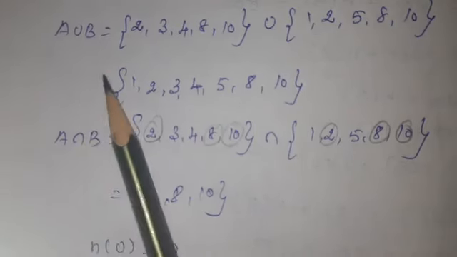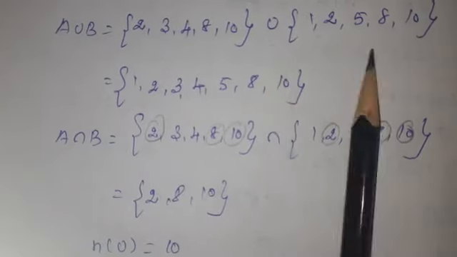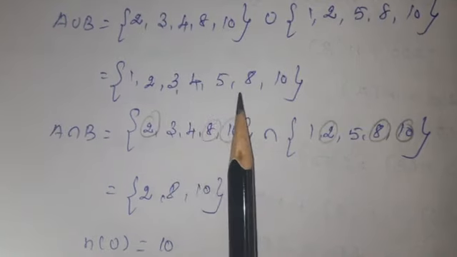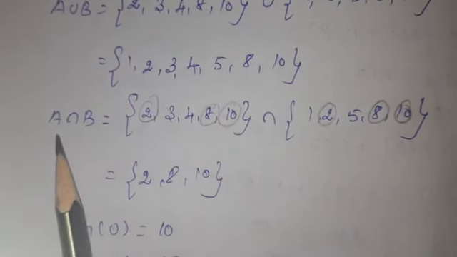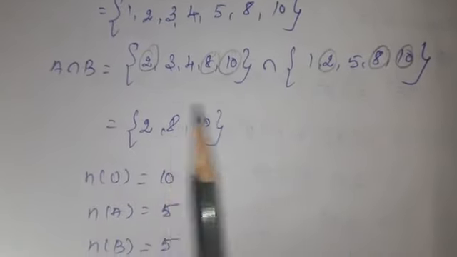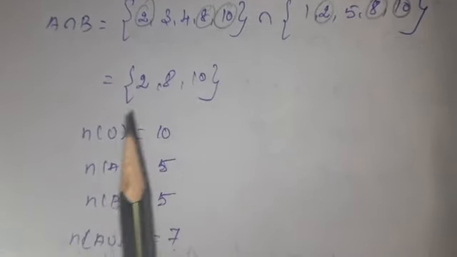Now we should find A union B. A set union B set. Join together and write it. You will get 1, 2, 3, 4, 5, 8, 10. Next you should find A intersection B. A set intersection B set. The common elements are 2, 8, 10.